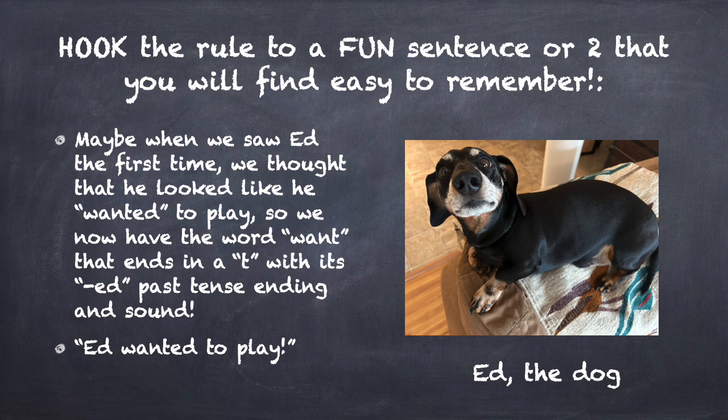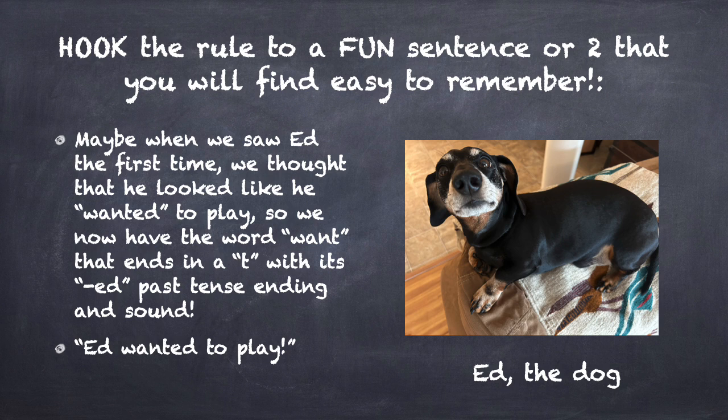So we're going to pretend that the name of this little black dog is Ed. And maybe when we saw Ed the first time, we thought that he looked like he wanted to play. So we now have the word want that ends in a T with its ed past tense ending and sound. Ed wanted to play.